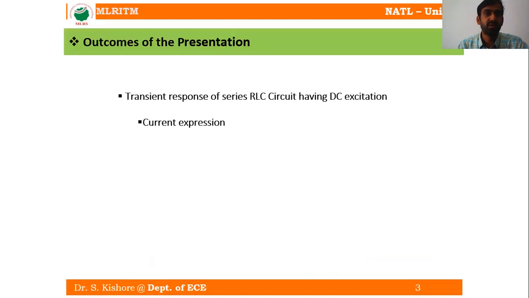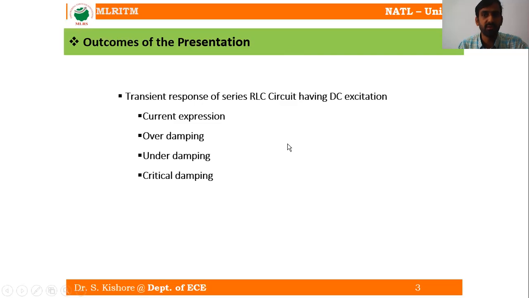Right? So these are the outcomes of our presentation. In this presentation, you are going to derive the expression for the transient current of RLC circuit with sinusoidal excitation, right? And also the different damping conditions: over damping, under damping and critical damping conditions.